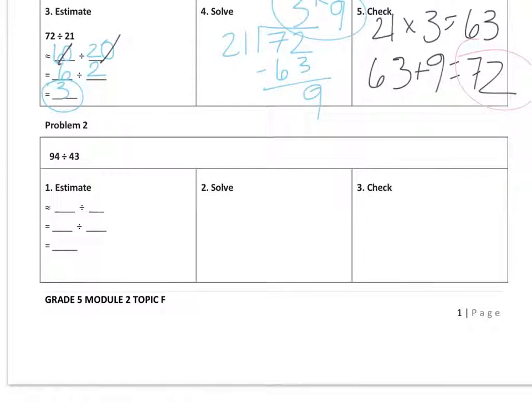Let's work on this guy. 94 divided by 43. So we're going to round this to 40. And then let's count by 40s till we get somewhere useful. 40, 80, 120. Well, I think 80 is going to be our best bet, especially because we don't want to go over. So let's do 80 divided by 40, which we know is secretly 8 divided by 4, which is definitely 2.